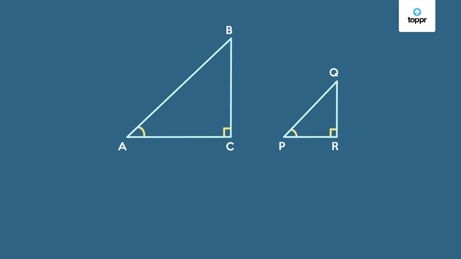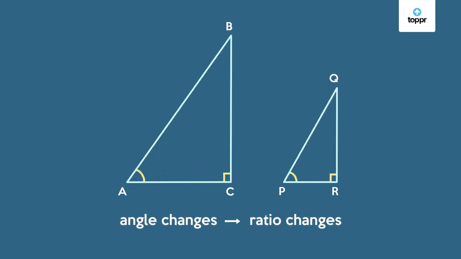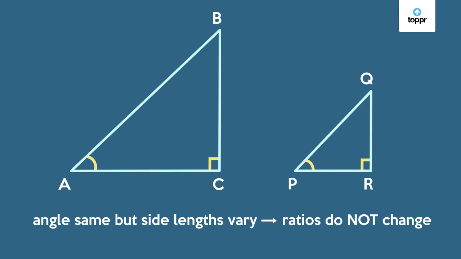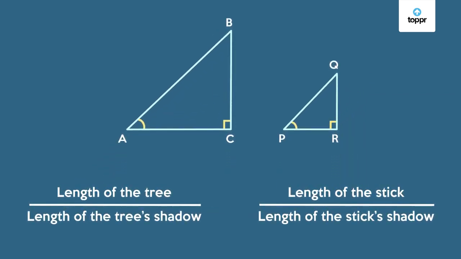Also, these ratios depend only on the acute angle A or P. The ratios change if the measure of the acute angle changes. But they do not depend on the size of the right-angled triangles. So, we now have the answer to the question we started with. Yes, the ratio of the tree's height to its shadow's length is exactly equal to the ratio of the stick's height to its shadow's length.